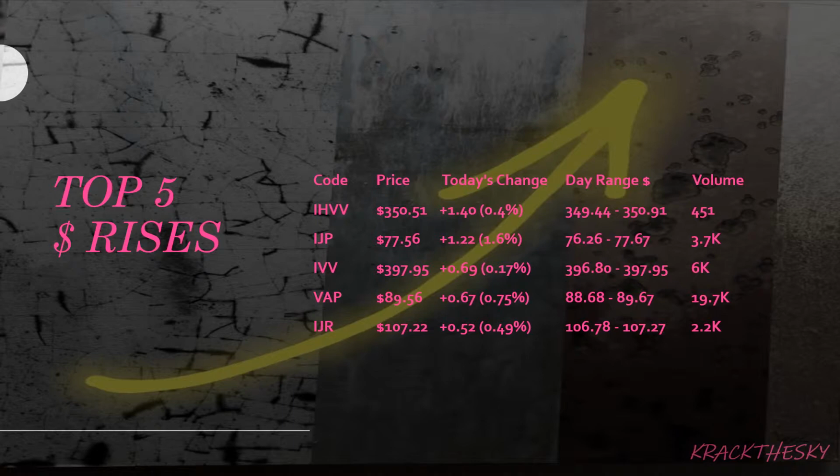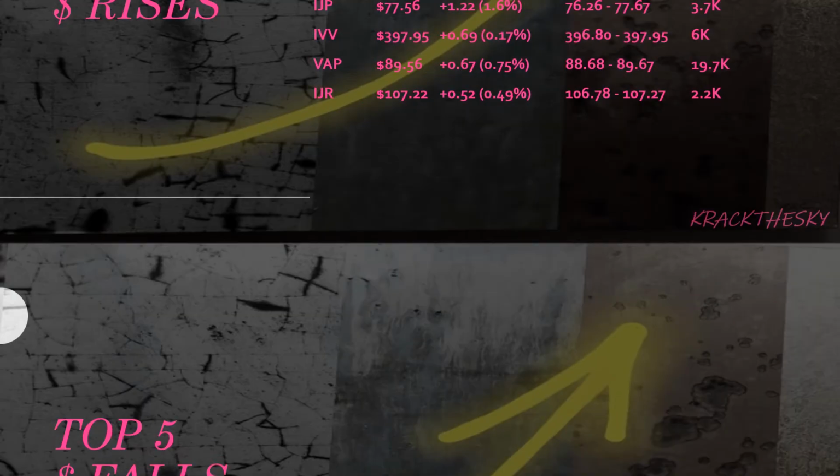Then we had VAP, which is the Vanguard Australian Property Securities Index. That's a good little one if you're looking for some yield. We'll look at that in depth another day. IJR, which is iShares S&P Small Cap 600. So looking at the small cap part of town in the American market. Moving on.